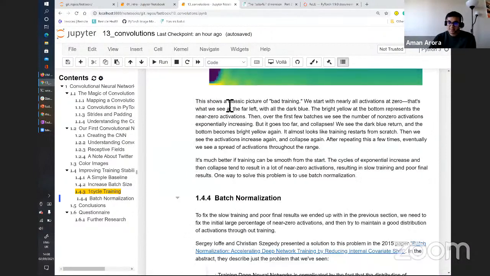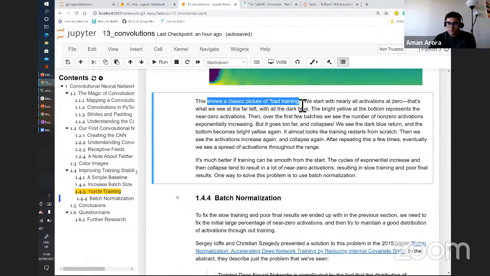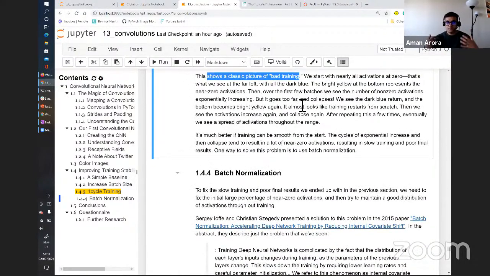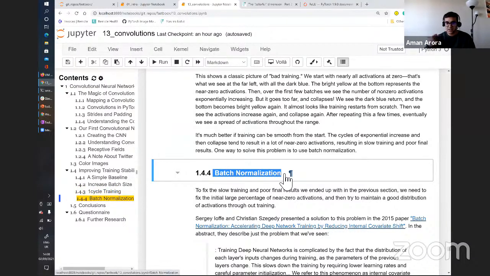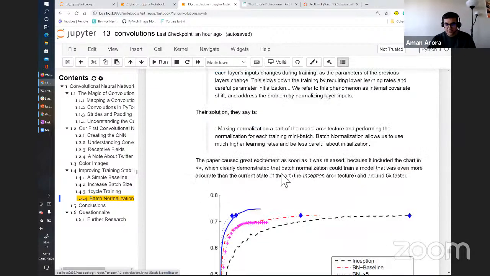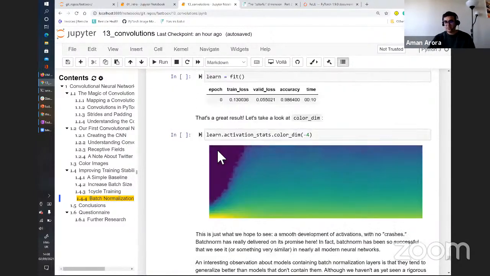Okay, so this picture shows a classic picture of bad training. Again, we want to make things more stable, and the idea to make things more stable is to try and add batch normalization. So the next thing that you add to this is batch normalization. I'm not going to tell you right now what batch normalization looks like, but let's see how that same chart looks with batch normalization. Oh, it looks like this. This is perfect. So why is this perfect?